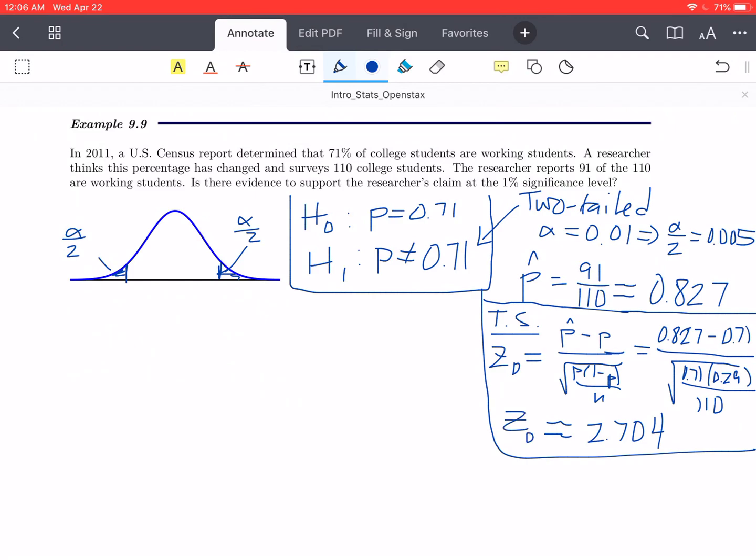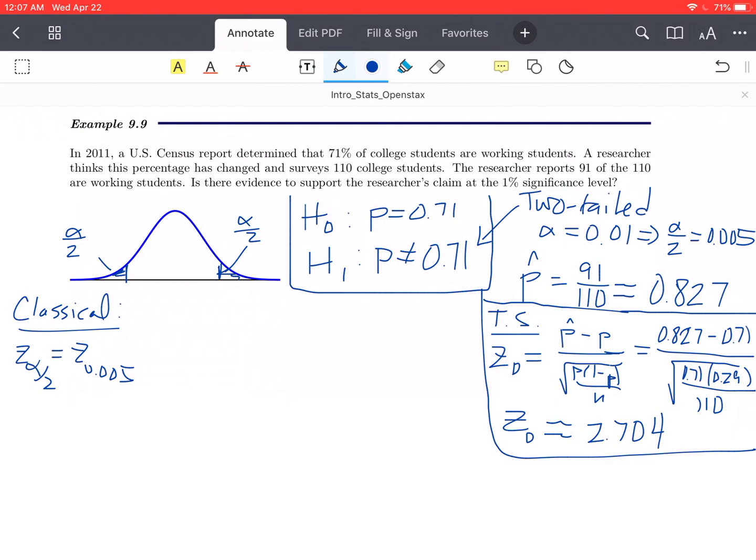We're going to need that to run either of these tests. Again, we'll do classical first. We need our z sub alpha over 2. I'm having trouble with my alphas today. Alpha over 2, good enough. So that's z sub 0.005.